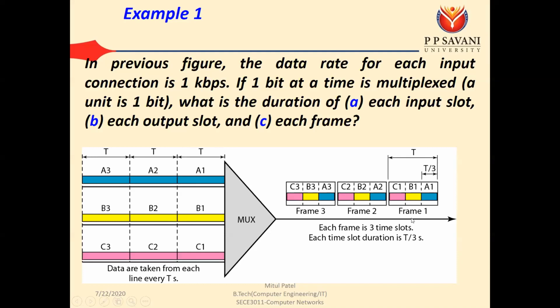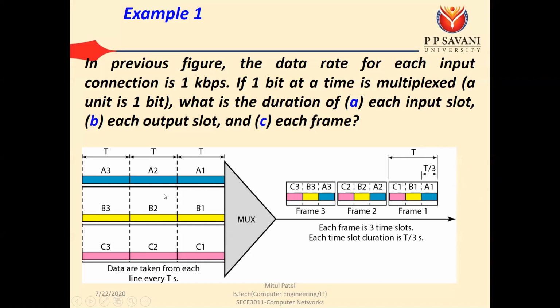Okay, now what do we do on the receiver side? On the receiver side we create frames. This first frame consists of the 3 input slots, A1, B1 and C1. Within time T, it takes some portion of A1, some portion of B1 and some portion of C1. For how much time? A1 is available here for t by 3 second. B1 is also available for t by 3 second, and C1 is also available for t by 3 second.